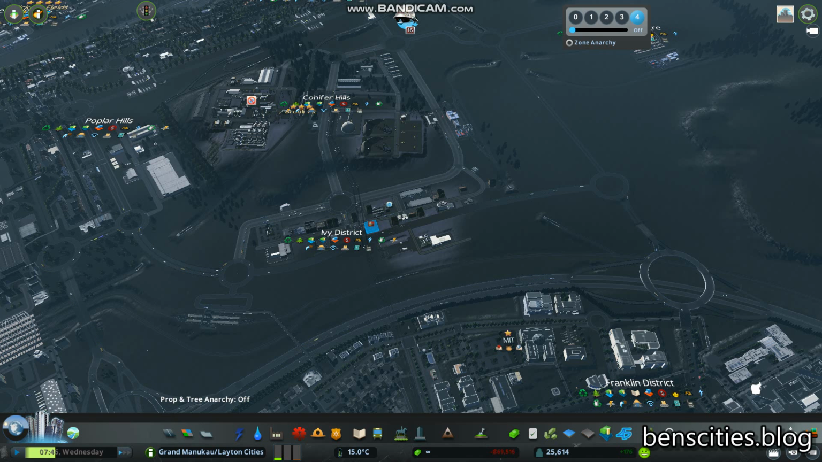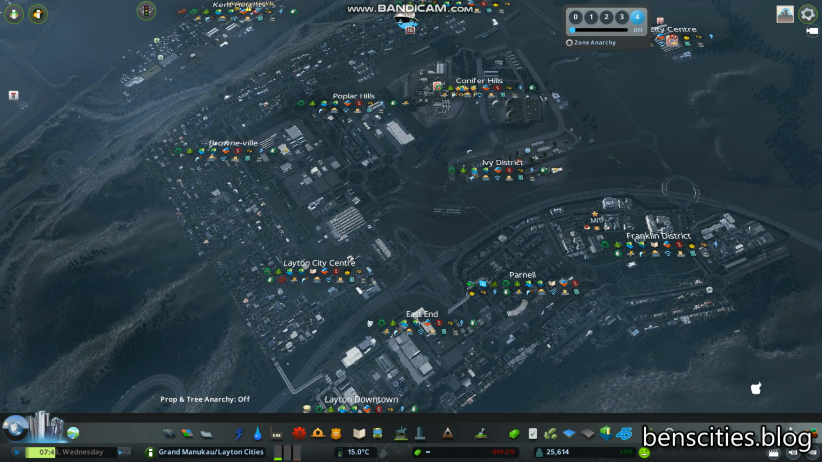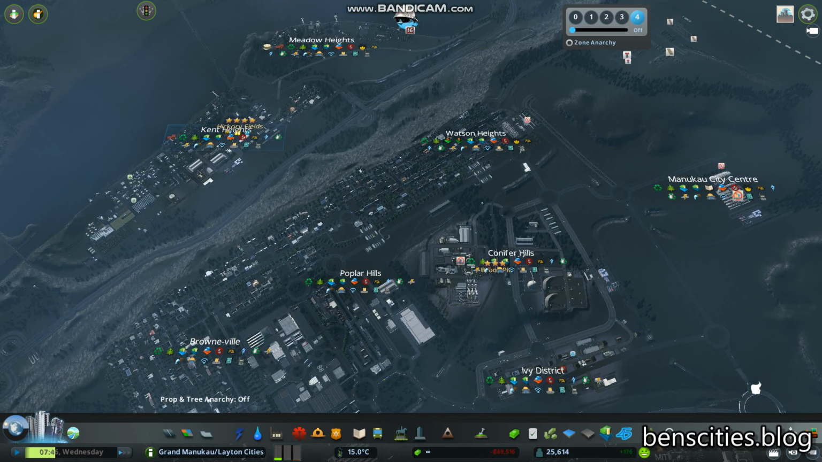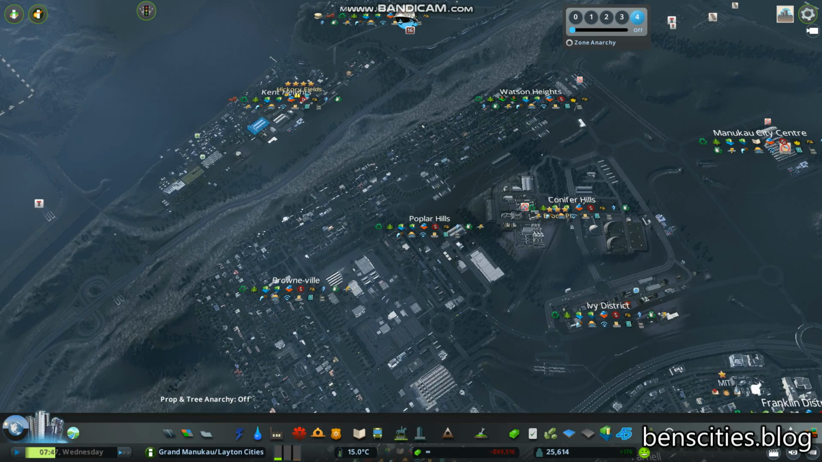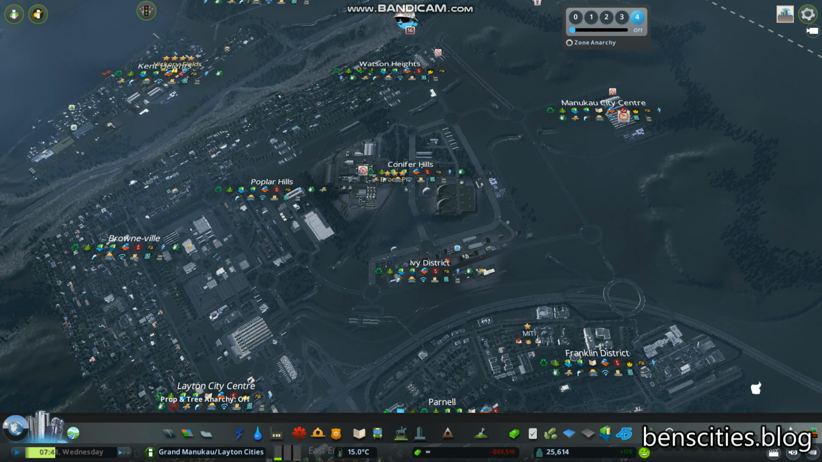So what does the urban island look like here? Well, there's technically four in effect. Meadow Heights and Kent Heights is one. Watson Heights is technically another. Brownville and the Leighton City Centre is another. East End, Parnell, Franklin District is another. And then you've got Manukau here, and then you've got the standalone industry there. So in the next part, we will go into the university and see what I got up to.